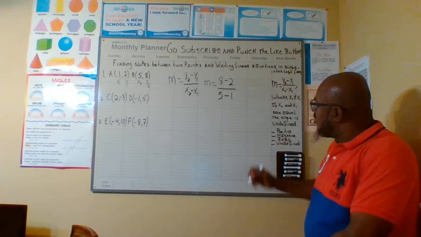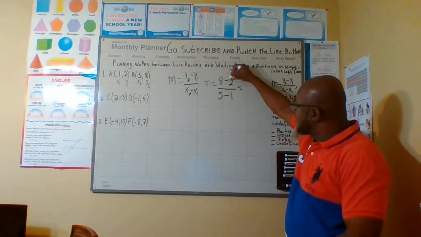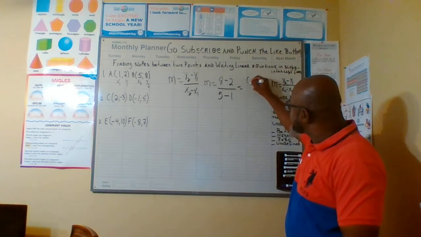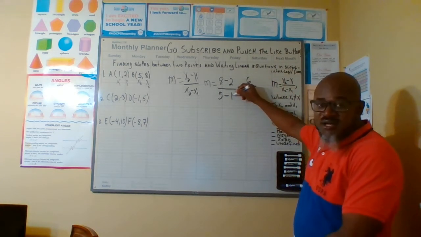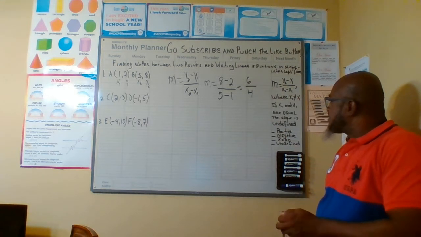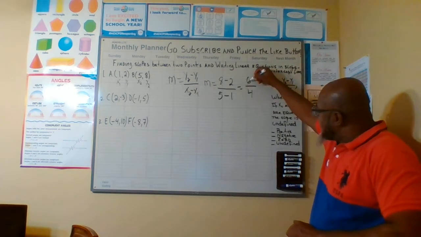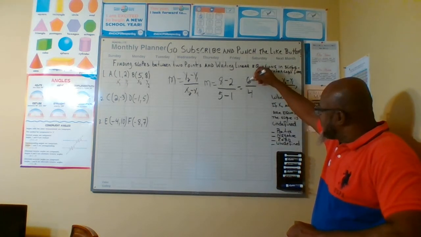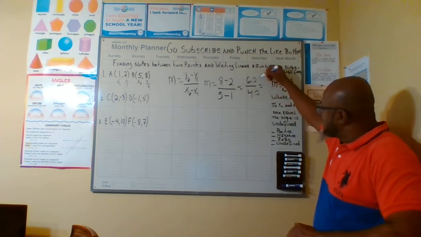Next is to work on my numerator and simplify that. I will have 8 take away 2 is 6, and 5 take away 1 is 4. Now, some of you are going to stop here, but that will not be enough. Those 6 over 4 can be simplified. They have 2 in common, so I have to simplify that. You always have to simplify your slope.